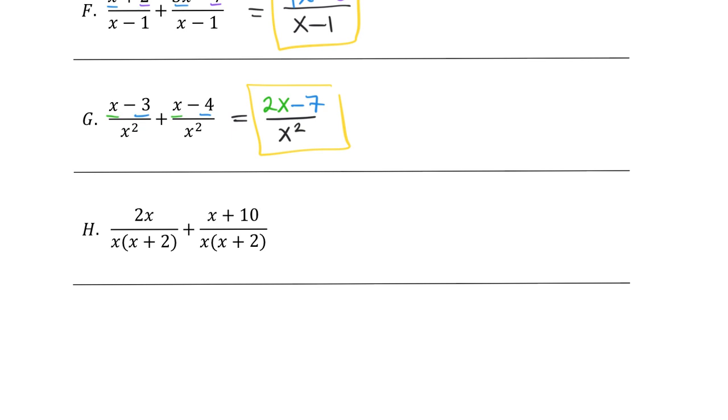Okay, last one on this side. It has a common denominator. It looks like a complicated one, but they match. So as long as they match, they're common. Okay, and then my numerator is 2x plus x is 3x. And I still have the plus 10. So 3x plus 10 over x times x plus 2.